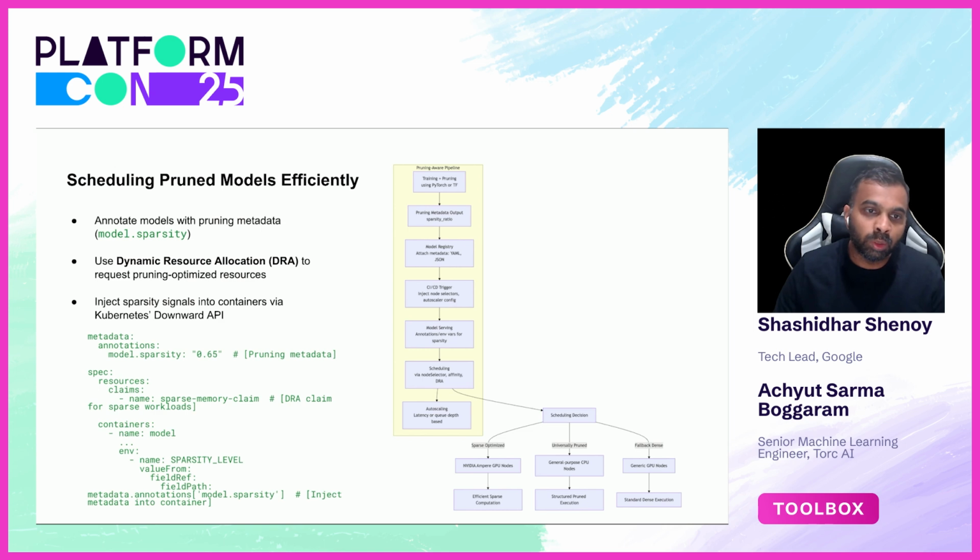Okay, in this, we'll zoom into the orchestration part of it. And if you notice, this is your typical YAML. We have hidden the different things that are in the YAML and are only focusing on the things that are of interest here. So if you notice, we are passing the model sparsity, which is 0.65, a random value we have chosen. And what we are saying here is that we could map it to a DRA claim.